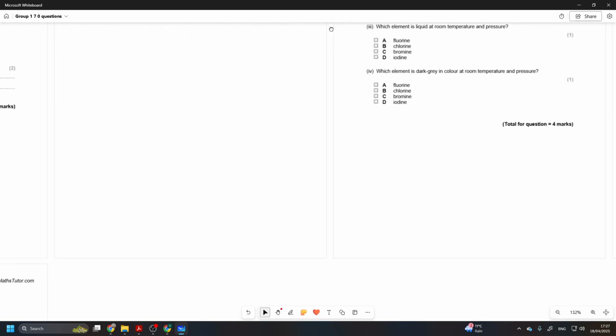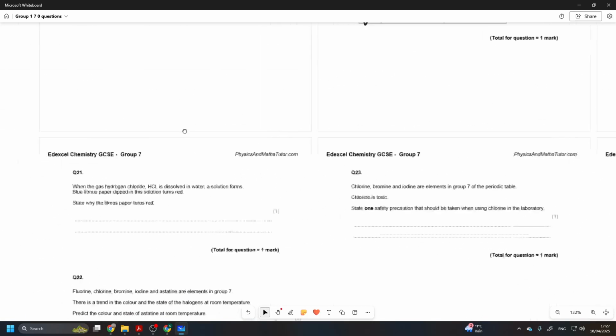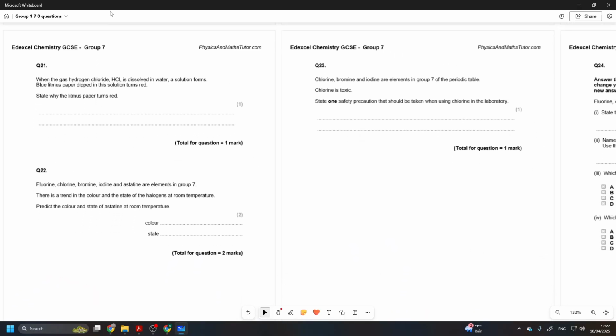Right, let's have a look. We've got another row and I think a single page. When the gas hydrogen chloride is dissolved in water. Oh my god, I've gone all nasally, haven't I? When the gas hydrogen chloride is dissolved in water. I've gone all like that. Anyway, I'll try and be a bit more enthusiastic.